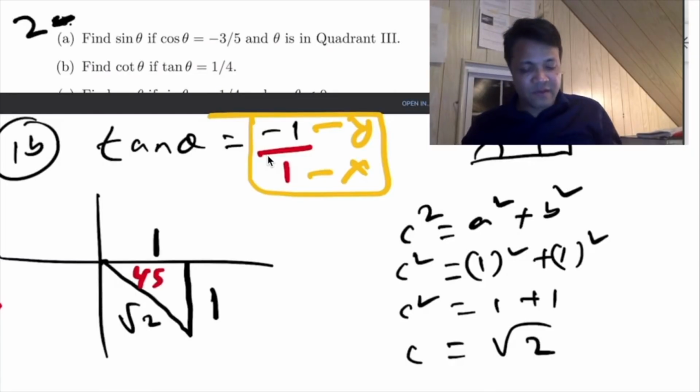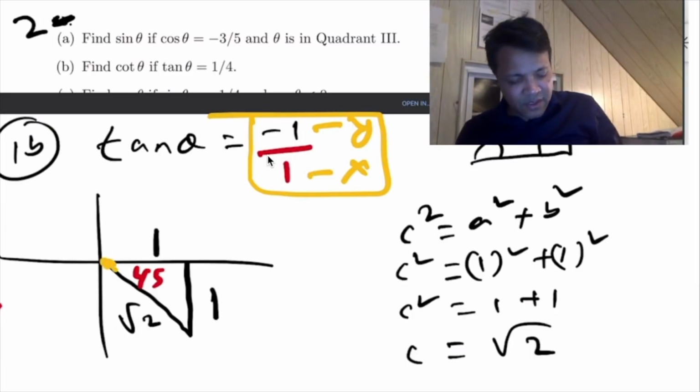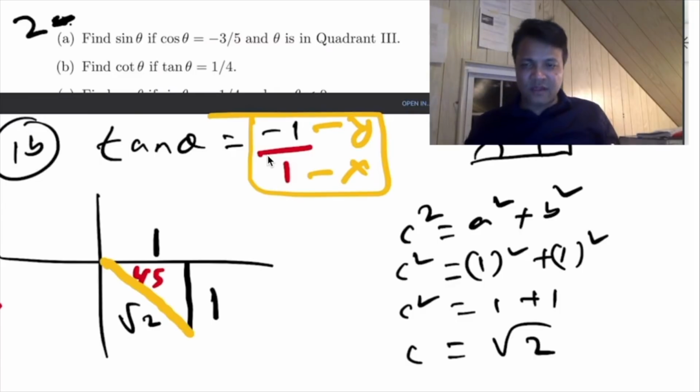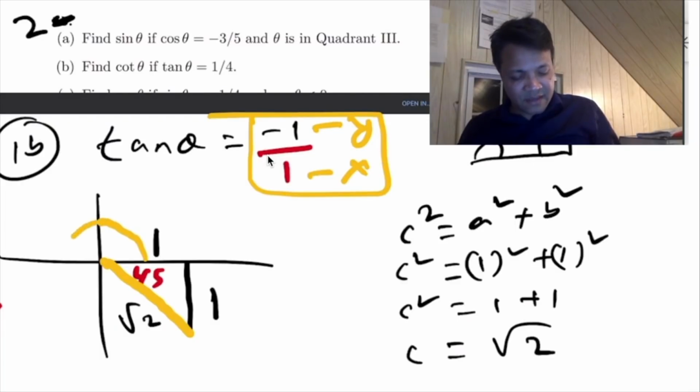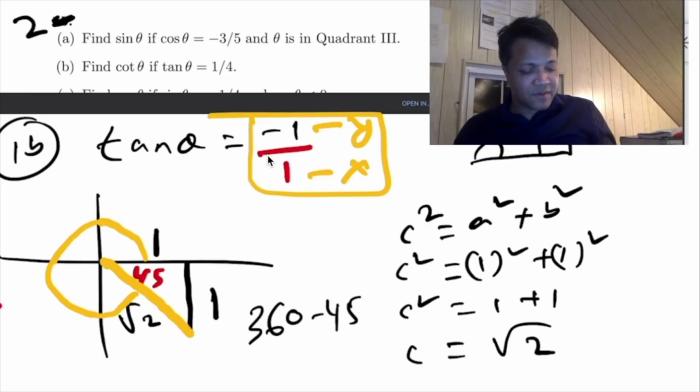This is 45. If this is 45, what is then this one? I have to measure the angle from the x-axis counterclockwise, and I'm going to move until this yellow line. So I'm going to start measuring the angle counterclockwise: 90, 180, 270, 350. Alright, so 350. There is another way of doing this: the whole thing is 360 minus 45. This is 350.